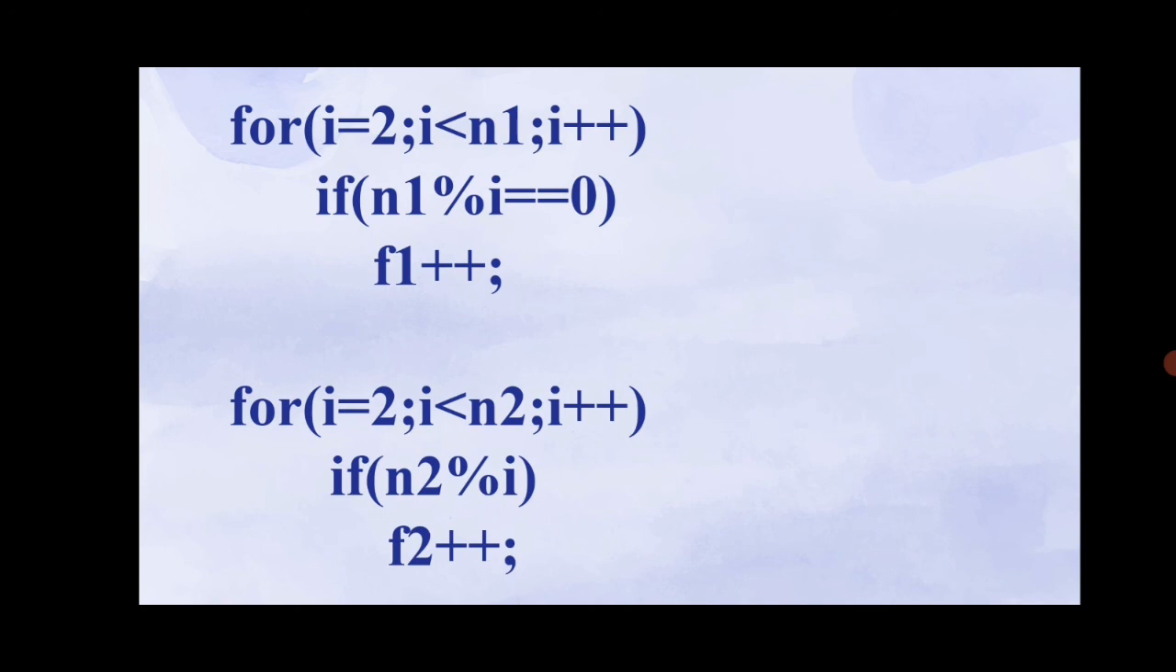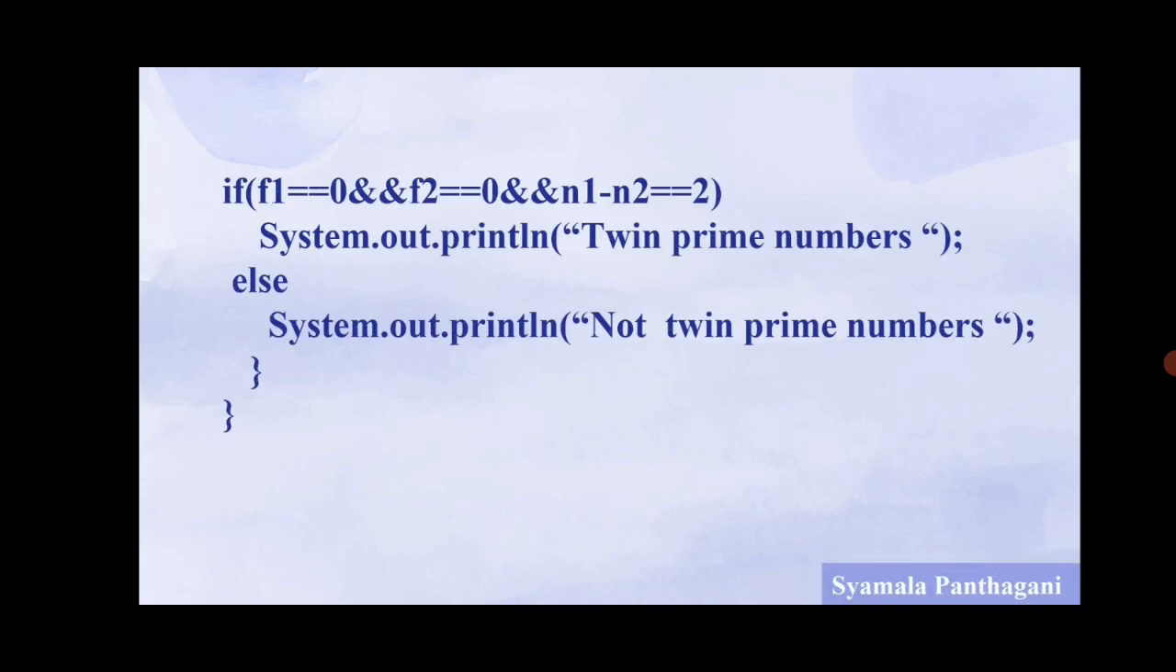If they are twin primes, what is the condition we have to write here? We have to write the condition, that is, if f1 is equal to 0, if there are no factors for the first number, and there are no factors for the second number, that is f2 is equal to 0, and the difference of n1 and n2 is equal to 2.